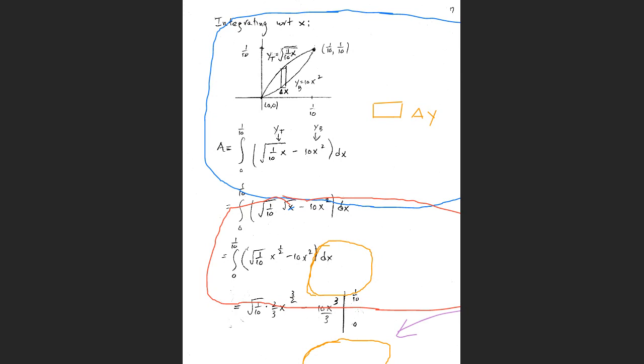The antiderivative of x to the half is 2/3 times x to the 3/2. Okay, and then the antiderivative of 10x squared is 10x cubed over 3.